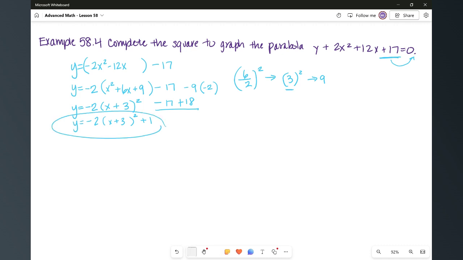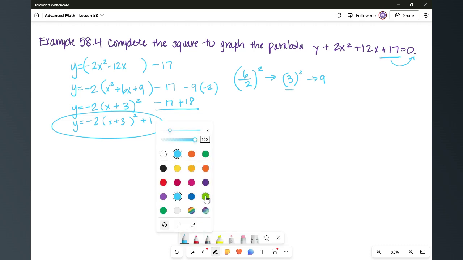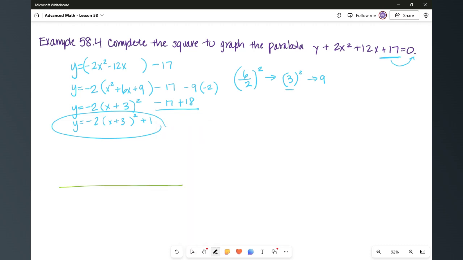And now I can start graphing. Okay, a couple things that we know. It's got a negative at the front of it, so it is going to open down. So be prepared for that. Let's go over what is our axis of symmetry. Our axis is going to be -3. It's right here. Opposite sign. So 1, 2, 3. There you go. There's our axis.